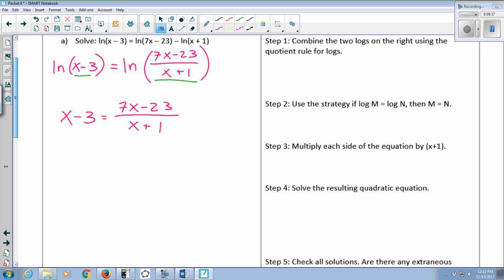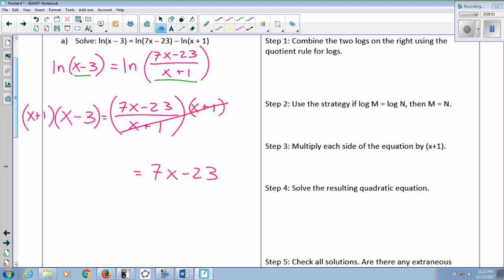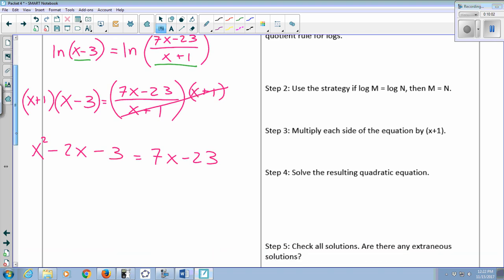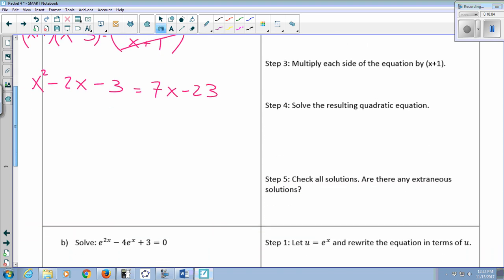Multiply both sides of the equation by x plus 1. So on the right, my x plus 1's cancel. So I just have 7x minus 23. On the left, I can multiply those together and I get x squared minus 3x plus x is minus 2x minus 3. And now I have a quadratic equation.